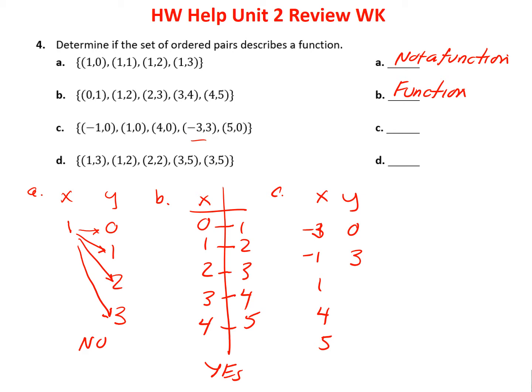So my -1 goes to 0. So that goes there. 1 goes to 0. 4 goes to 0. And 5 goes to 0. And -3 goes to 3. Now, even though several of them go to 0, you'll notice that no x has more than one value of y. So that makes that a function.